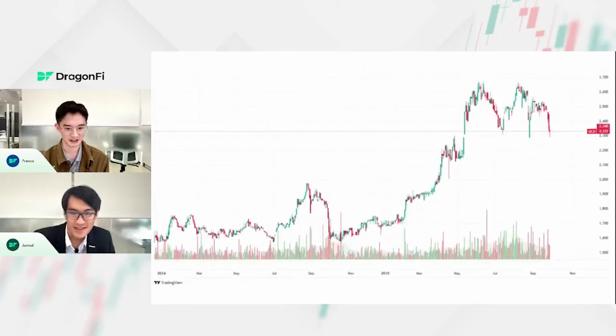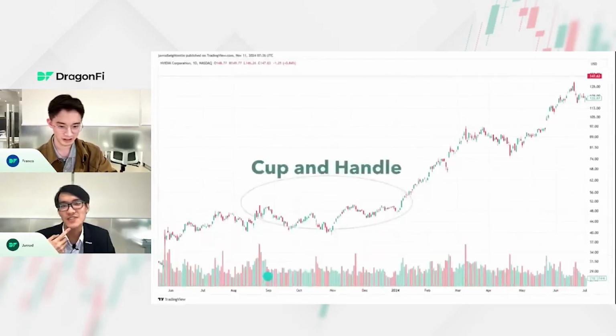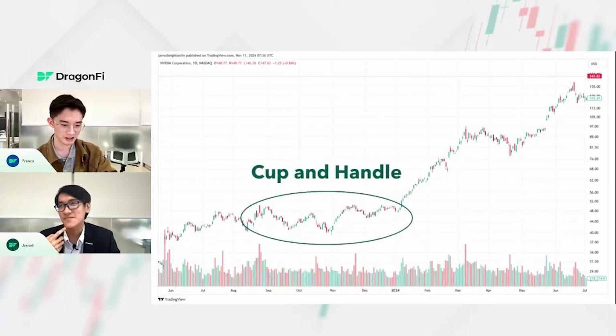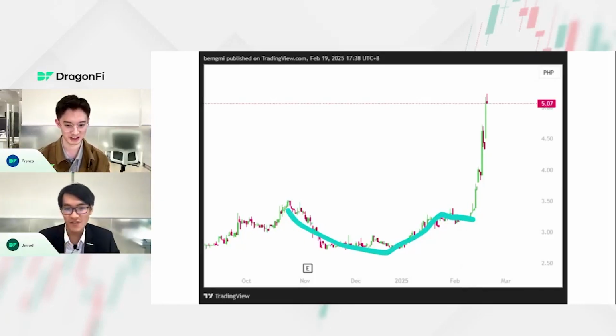All right, next pattern. Very simple also. Actually, talking about the previous pattern, okay, let's go back. The cup and handle. One of the more recent cup and handles in the Philippine market is actually PX. Here's the chart. Here's the pattern. Can you draw the cup and handle? There. It's not as obvious, diba?